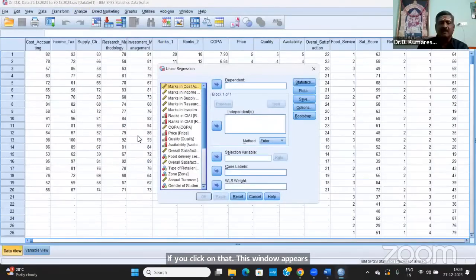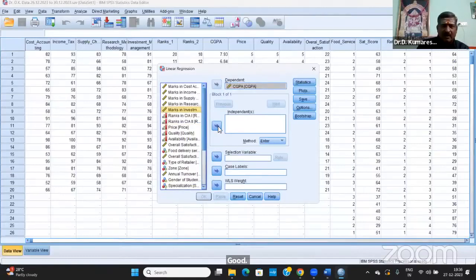Look at this. I told you, in the case of regression, we have dependent and independent variables. The dependent variable is CGPA. The independent variable is marks in investment management. That's all. Now we click OK.